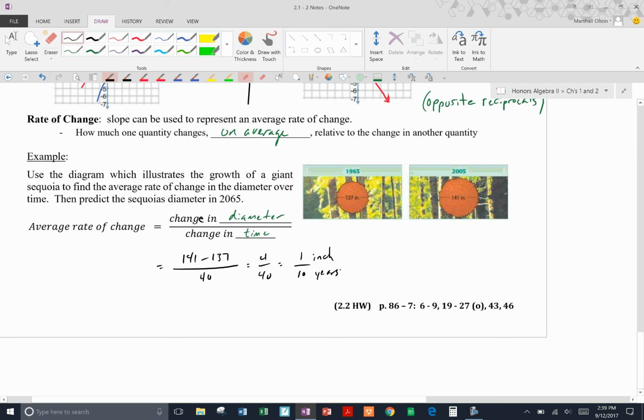Okay, so on average, the giant sequoia grew in diameter 1 inch every 10 years. All right. As a simplified rate of change, as an annual or a unit rate of change, we would say it is 1/10 of an inch per year. I'll keep it as a fraction. 1/10 of an inch per year, or 1 inch every 10 years.